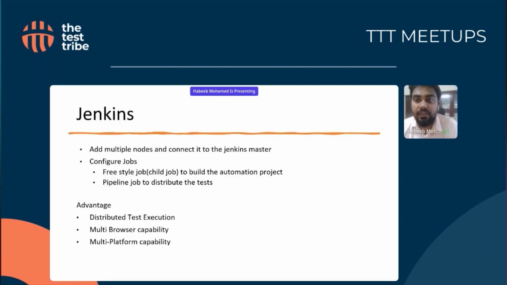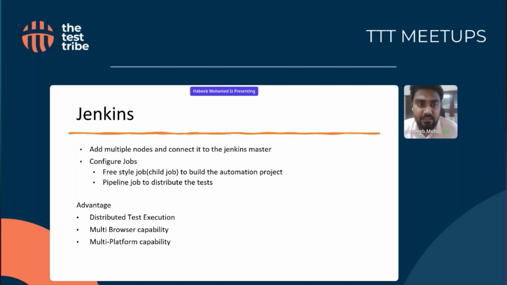Then we can achieve parallelization using Jenkins. As we all know, Jenkins is an automation server tool to support build, deploy, and automating any kind of project. The problem we faced with the TestNG XML is that distribution is not possible, right? In Jenkins, we can achieve it by connecting multiple nodes to the Jenkins master.